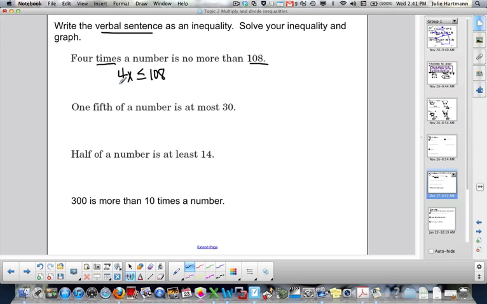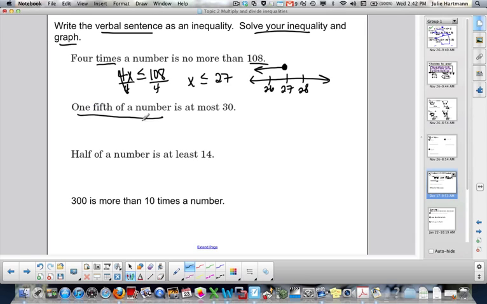That's multiplying. Opposite is to divide. So I get x is less than or equal to, 4 goes into 108 27 times. It does say to solve and graph. So on your number line we have 27. Less than or equal to is closed. Less than, to the left.